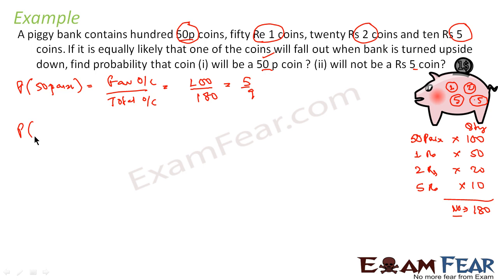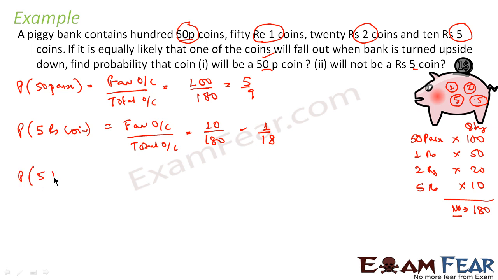The first thing we have to do is find probability of not 5 rupee coin. First we have to find probability of 5 rupees coin, and then we can find the probability of not 5 rupees coin. Probability of 5 rupees coin is favorable outcome by total outcome. What is the favorable outcome for 5 rupees coin? There are 10 5-rupee coins. So 10, total number of coins is 180. So 10 by 180, that is 1 by 18.